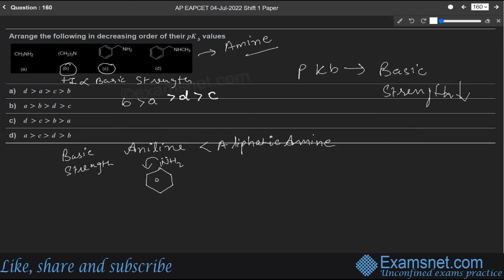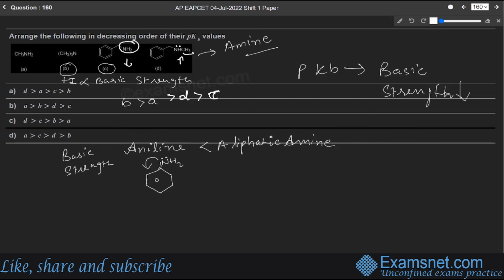Because in this case, this would have a lesser basicity and this would have a higher basicity. Why? Because here the lone pair can go into the ring, but here it cannot go into the ring, because a CH3 is there and this is secondary. If it is secondary, the lone pair would not go because it is not directly attached to the ring. So B, A, and then D, and then C.